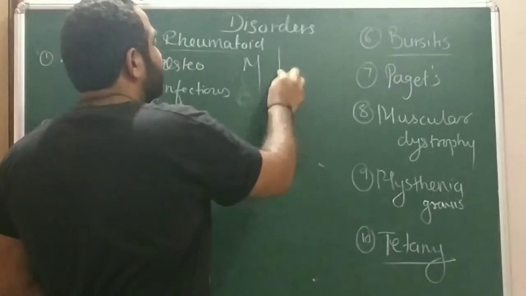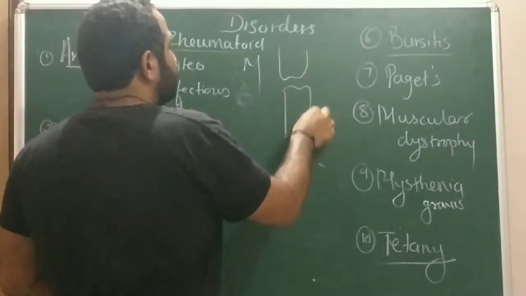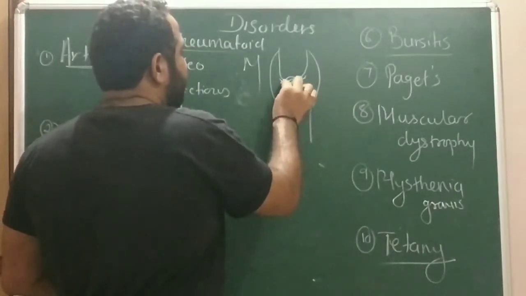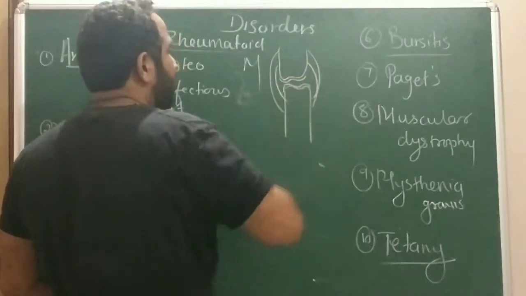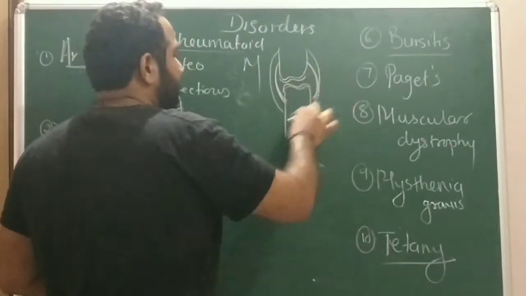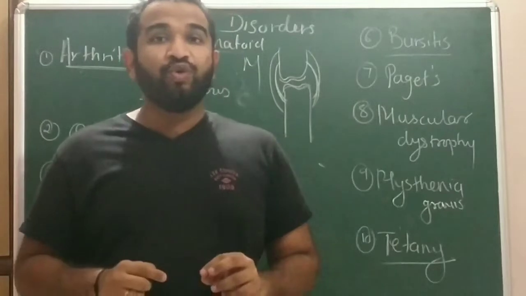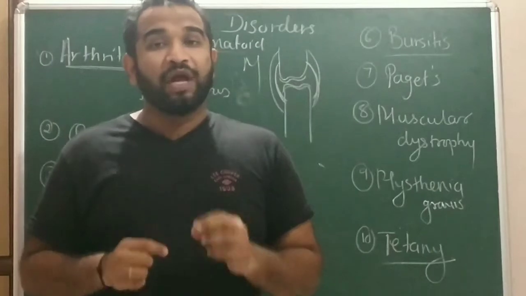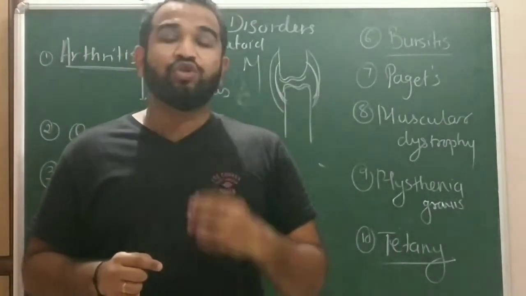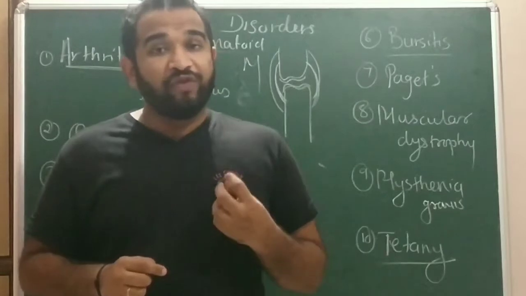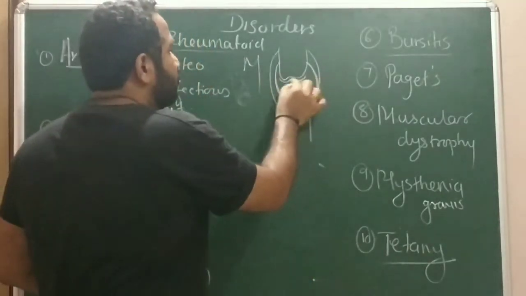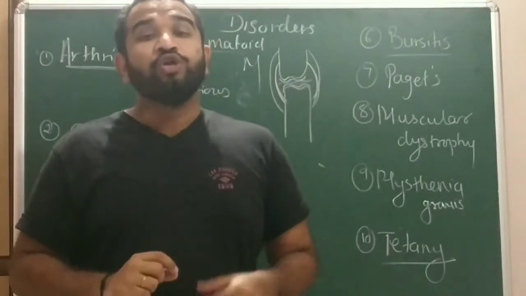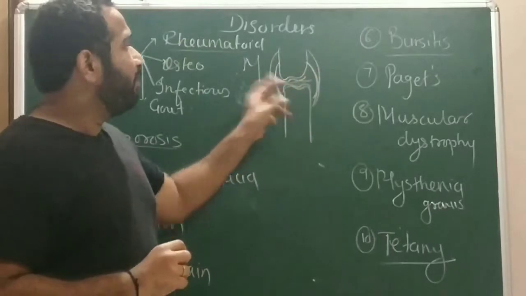We all know that there are these two bones. These two bones are protected by the ligaments, and they have a membrane that is called the synovial membrane. This part is the synovial membrane. Here the synovial membrane is going to get inflamed. The synovial membrane secretes synovial fluid, which is present between these two bones and protects them from friction. So what happens when this synovial membrane is inflamed?